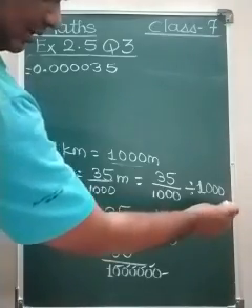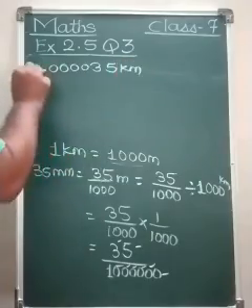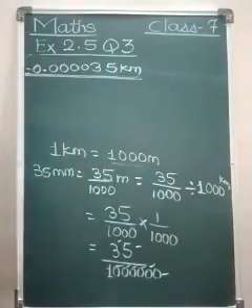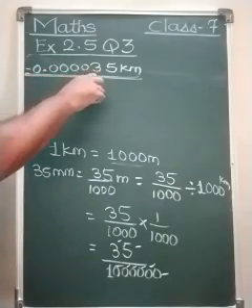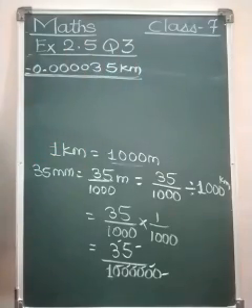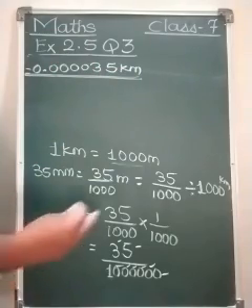kilometers. Here would be kilometers. And then our conversion is done. So 35 millimeters equals 0.000035 kilometers. Okay, quite lengthy sums. We stop here. In next video we will continue.